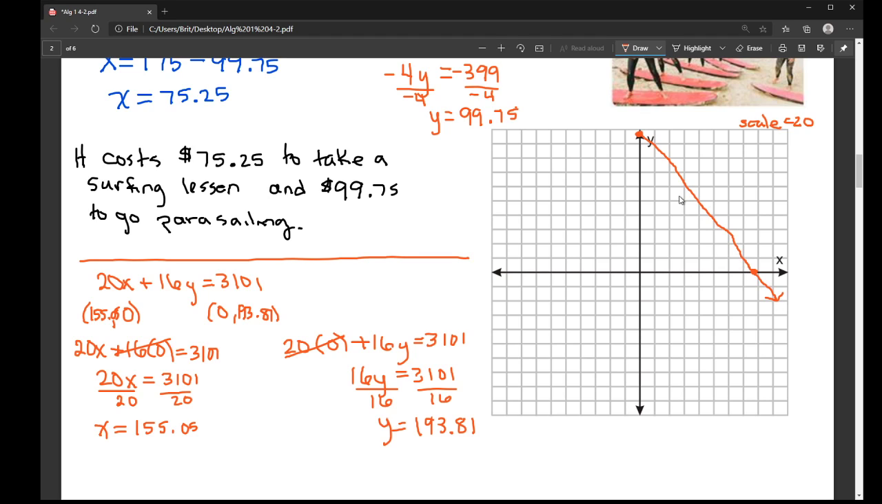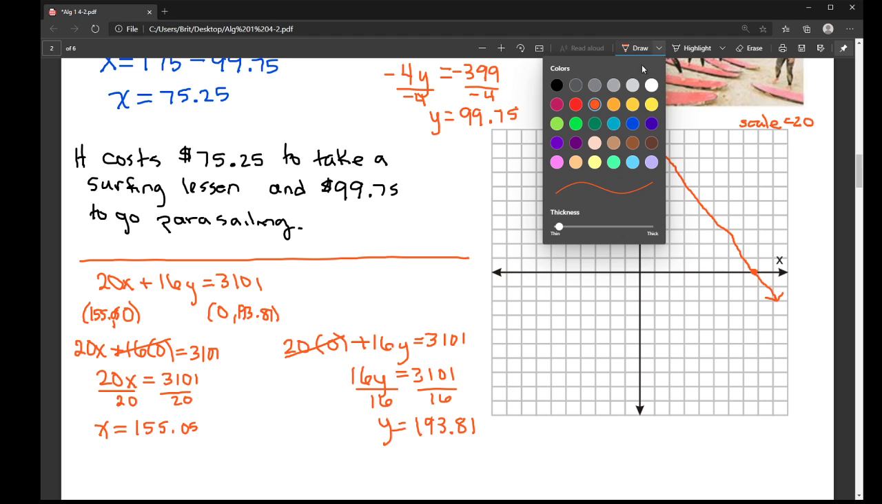I'm going to try to draw that line as straight as I can, but y'all know me, I don't know how to draw straight lines to save my life.